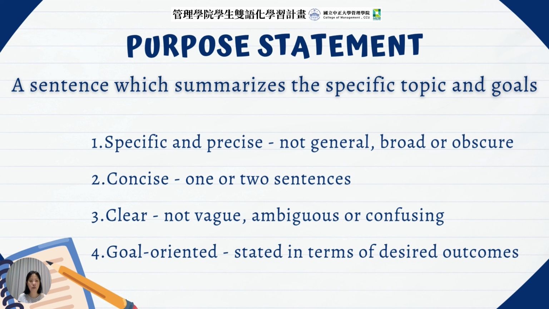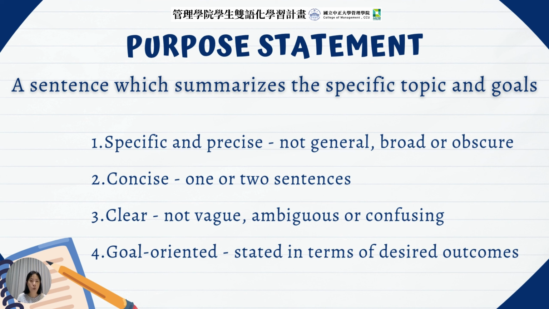So for example, if you want to have a really nice purpose statement, you will have to follow these following 4 rules. For example, your sentence should be specific and precise. So it cannot be general, it cannot be too broad or too obscure. For example, you say, I would like to talk about ice cream. This kind of purpose statement is too general. So you have to focus a little bit.